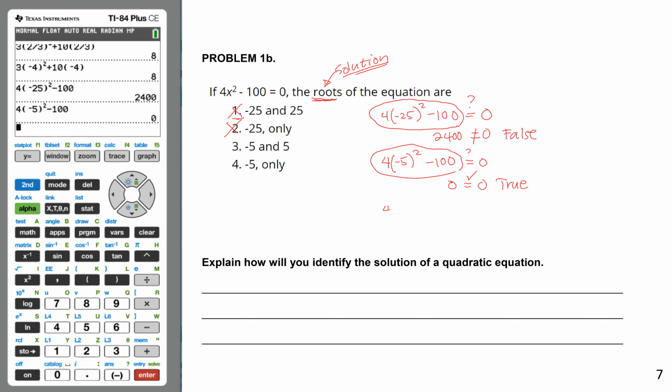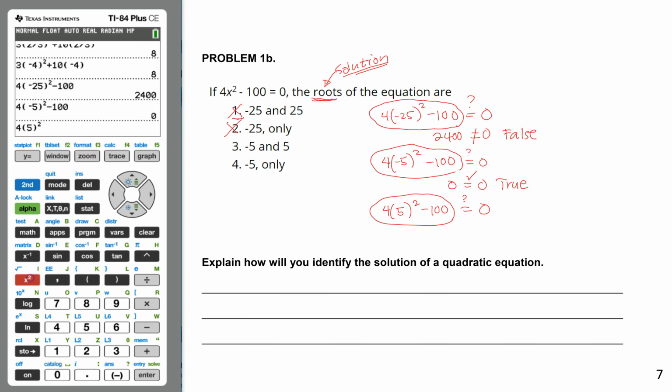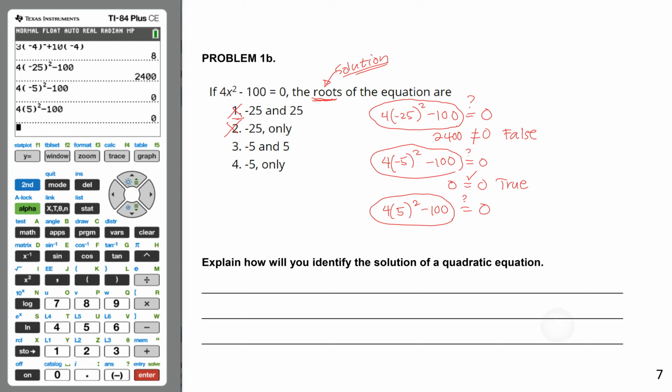So we have here 4 times 5 squared minus 100 equals 0. Again, enter everything in the calculator. So we have here 4 times 5 squared minus 100. Press enter. So we have here 0. So 0 equals 0. And this one is making the statement true. So which means now that negative 5 and positive 5 are solutions to the equation. So our answer here would be option number 3.